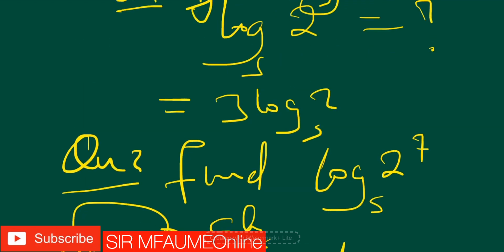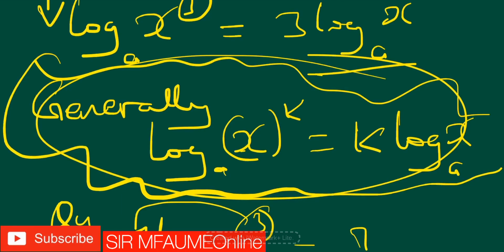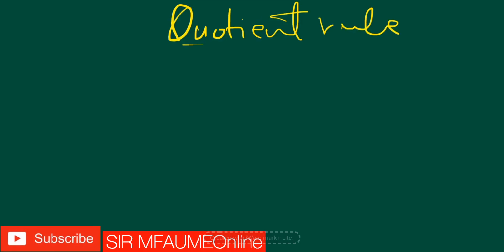Okay, so the important thing here is this one. Make sure you understand this. Let us shift. The next one is what we call the quotient rule. Now let us discuss the quotient rule.